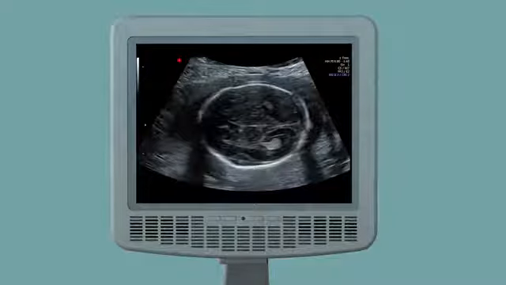To obtain an outer to outer BPD measurement, place the calipers on the outer edge of both the upper and lower parietal bones. To obtain an outer to inner BPD measurement, place the lower caliper on the inner border of the lower parietal bone. Next, measure the head circumference by placing the ellipse caliper on the outer edge of the skull.